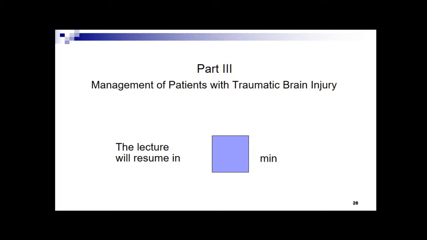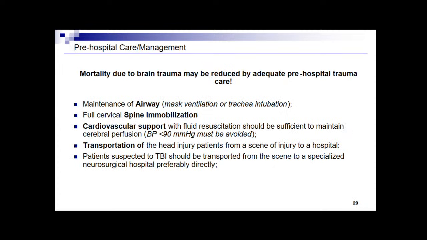The third part of the lecture is devoted to management of patients with traumatic brain injury. Management of patients takes three parts. The first part of management is pre-hospital care. This is initial medical help. You must render initial pre-hospital care at the scene of the trauma, at the scene of the accident.